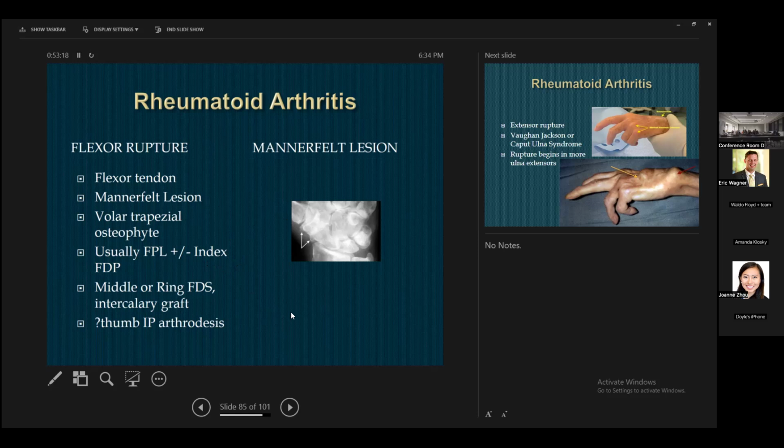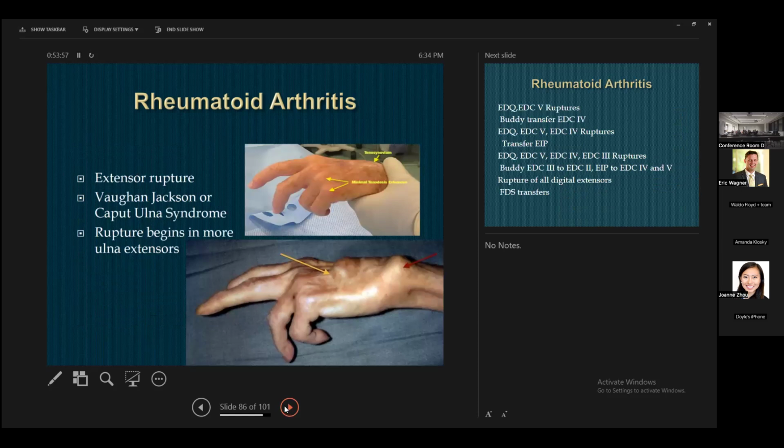And the treatment for the FPL rupture, one treatment, and it's not a bad one, is IP fusion. Another treatment is an FDS transfer, and another treatment is an intercalary graft. I kind of go back and forth on it. I've about decided if I go into the forearm and I can see any distal FPL, then I'll do an intercalary graft if they have a palmaris longus. If I can't, then I'll take an FDS and go all the way to the tip of the thumb. But I always offer them an IP fusion.